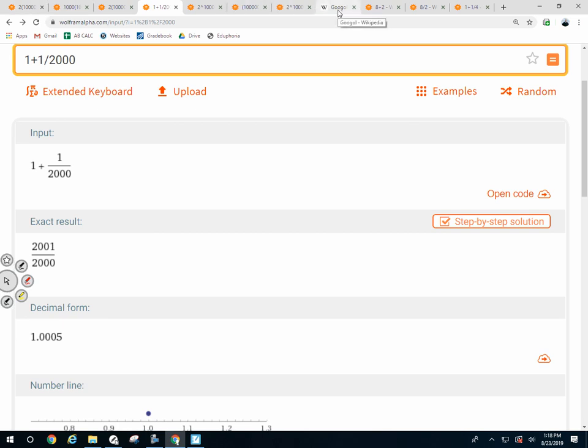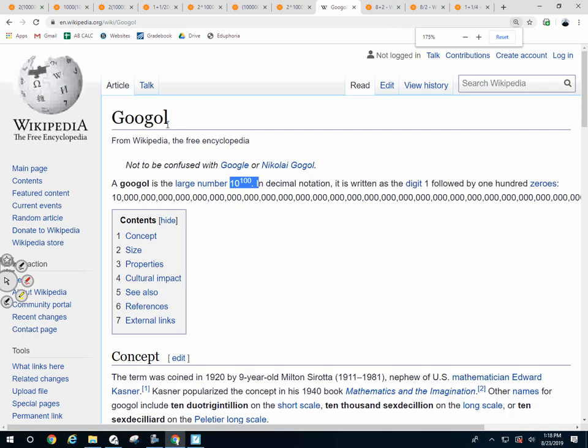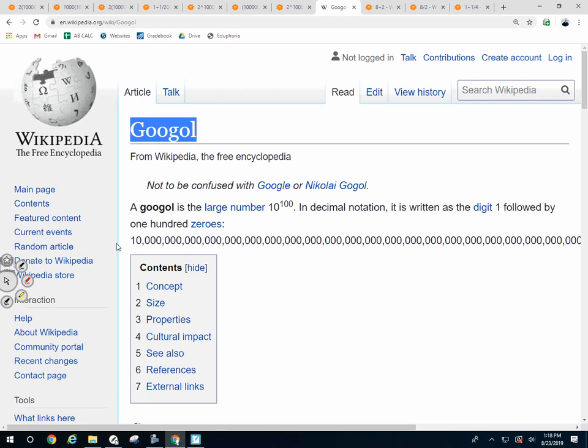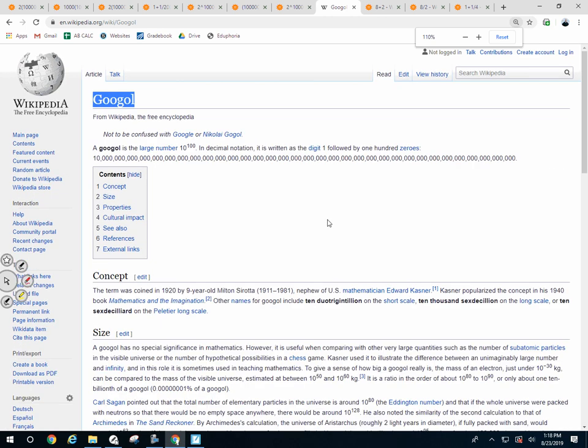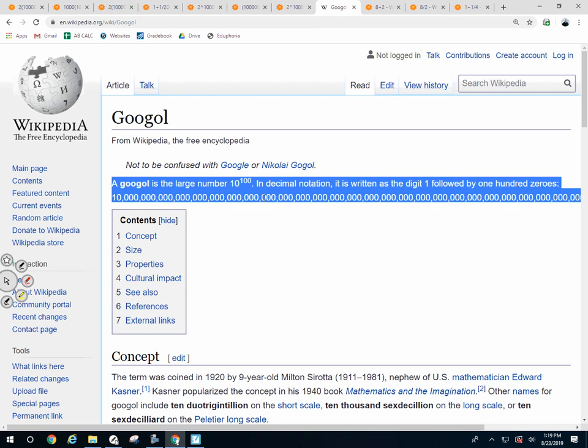A Google. What? Google? The website? A Google, and the name Google came from the number. A Google is the large number 10 to the 100th. It is written by 1 followed by 100 zeros. Now we're starting to talk about large numbers in math terms, not in terms of money. You would never see a Google of money. You'd see $1 million, but you'd never see a Google. But it is a large number we can use.